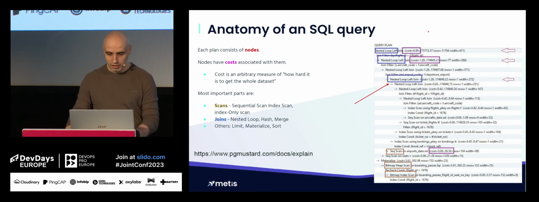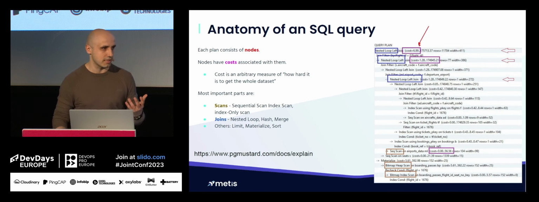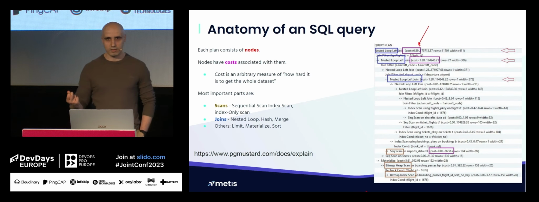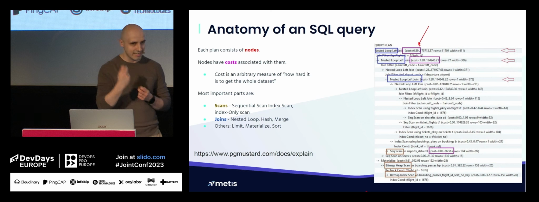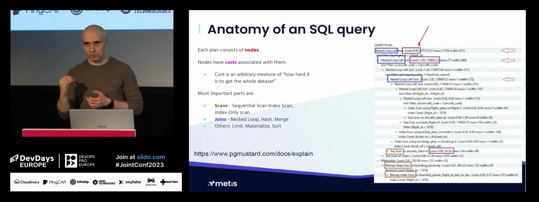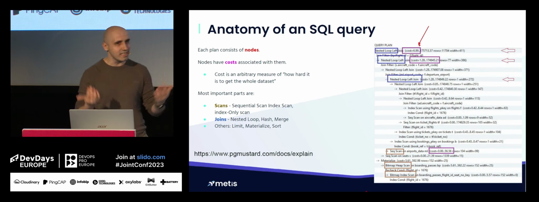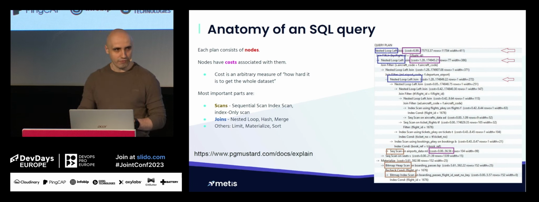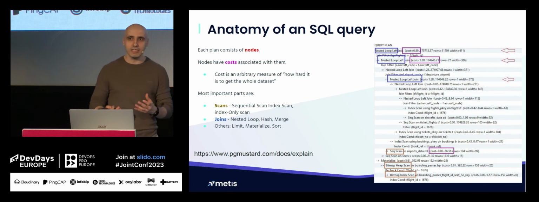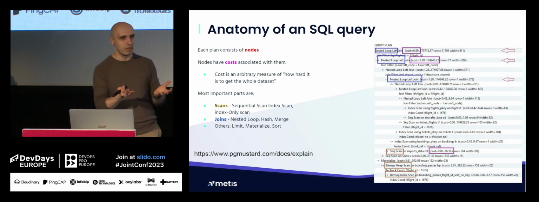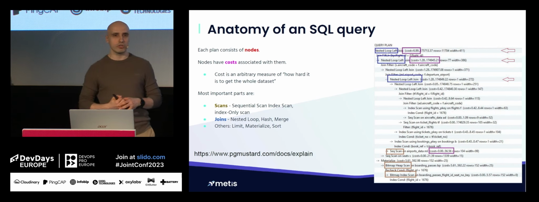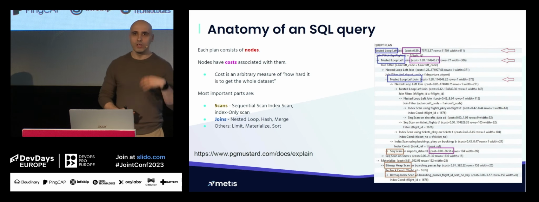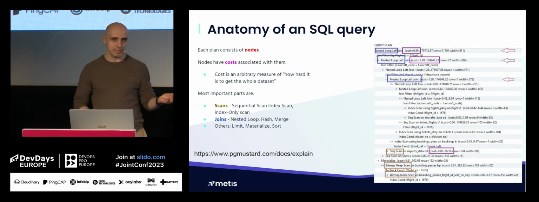But most importantly for us, every node has a cost associated with it. The cost is basically an arbitrary number indicating how hard it is to execute a given operation. How hard? Mostly in terms of IO operations or operations that are slow and heavy for the SQL engine, but generally this is a number that we can just compare. Our SQL engine is going to create multiple plans and then choose the cheapest one to execute the query in the fastest possible way.